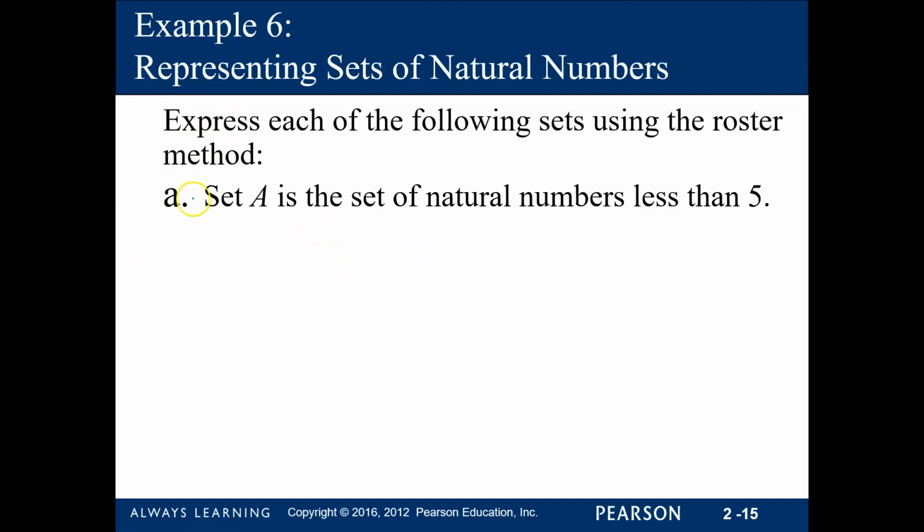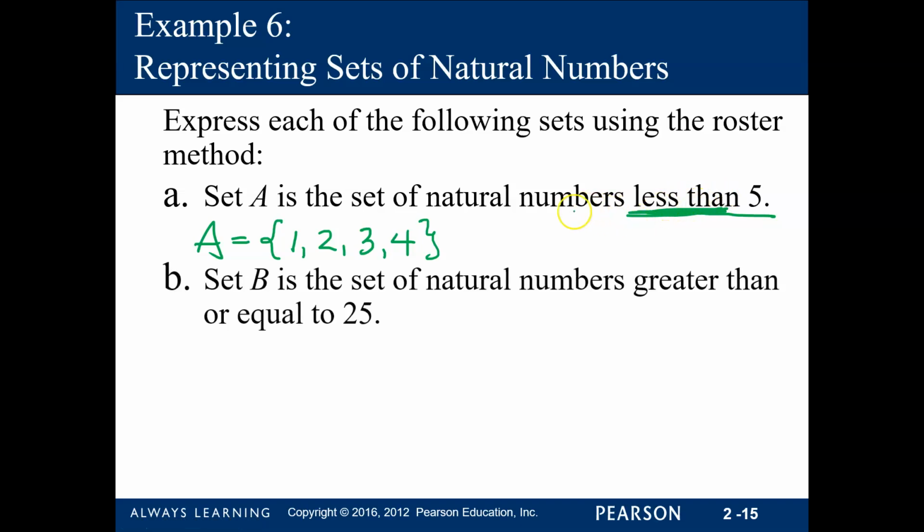Express the following sets in roster method. Again, roster method is the most usual. We have set A is the set of natural numbers less than 5. That is important, less than 5. So if we list them down, we have our braces, natural numbers less than 5. Again, we start with the counting number 1. So 1, 2, 3, 4. Now, do we include the number 5? In this case, we do not, because of this description. It has to be less than 5.